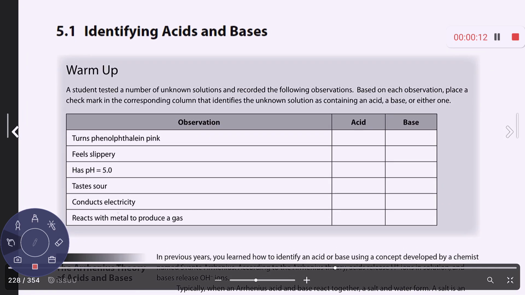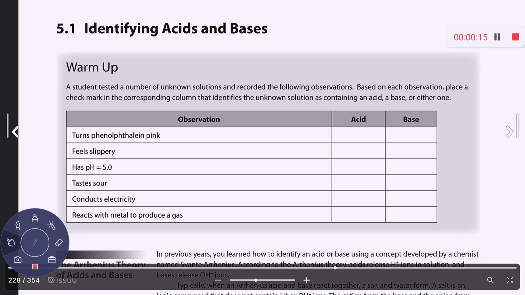Okay, here we are on section 5.1, and we are going to do the warm-up. So they have a number of observations listed, and then they want to know whether these observations are things for an acid or a base. So you tell me, what turns phenolphthalein pink? Base, good job. Yeah, phenolphthalein turns somewhere around like 8.2-ish pH, which is slightly basic. Feels slippery. Bases, yes. They feel like you've got like some soap on your fingers.